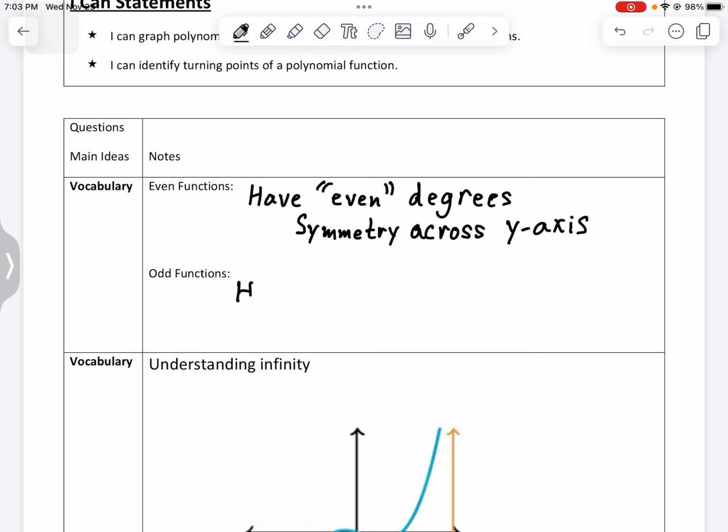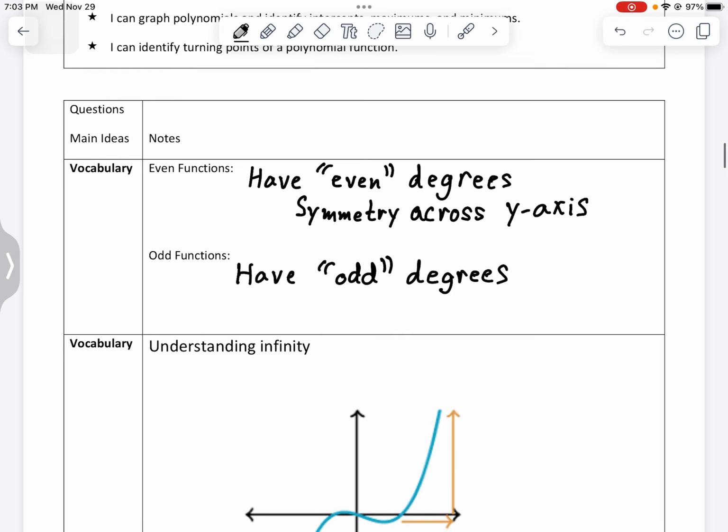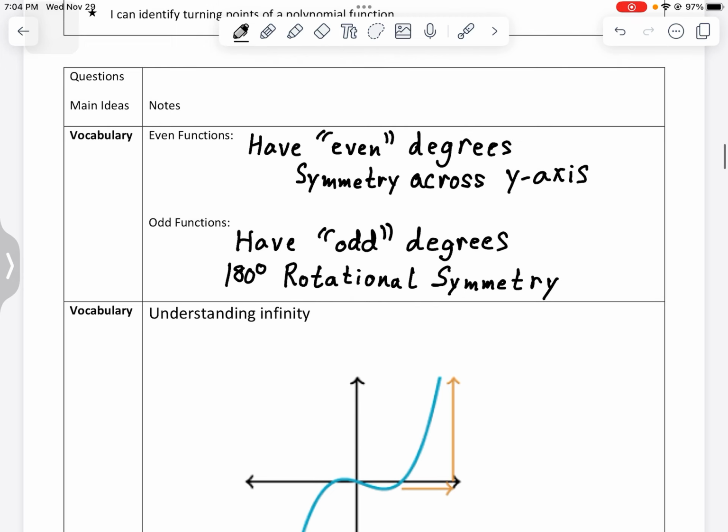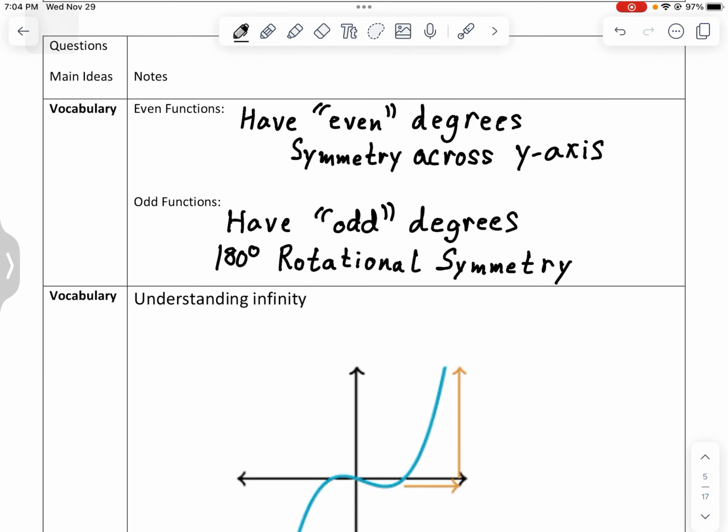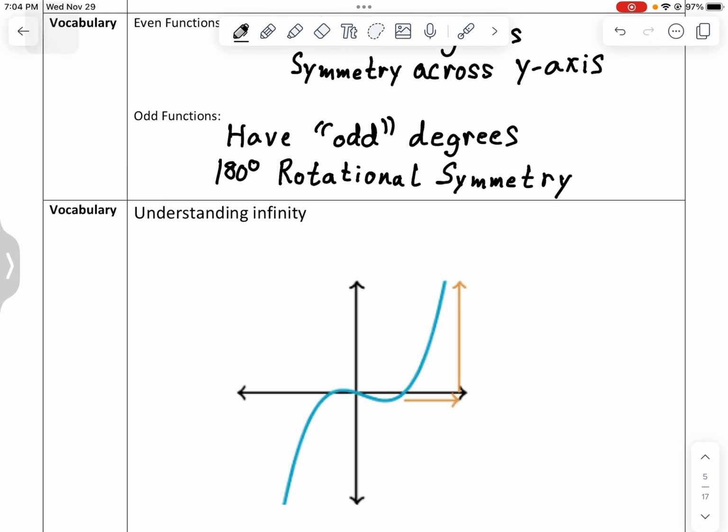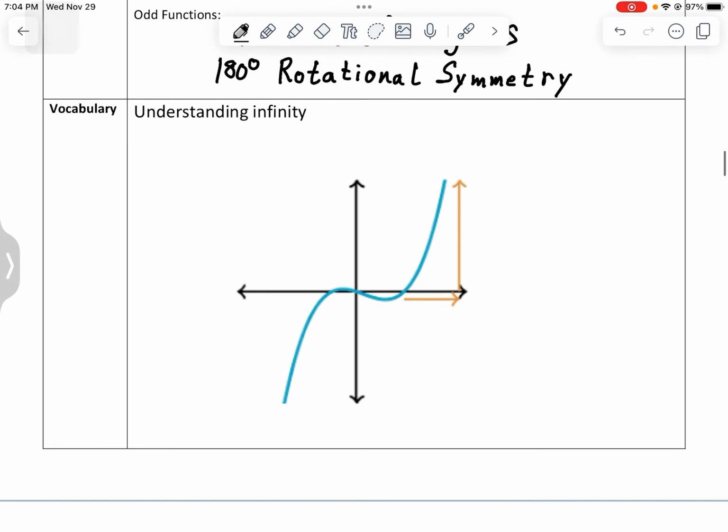Odd functions, as you probably have guessed, have odd degrees. So 1, 3, 5, anything where the highest degree is an odd number. These have rotational symmetry, 180 degree rotational symmetry. Okay. I'll point out this idea later on. It's not anything you're going to have to stress too much about, but that's the definition for even functions and odd functions. Now, understanding infinity, we are going to be using infinity a lot to describe this end behavior.